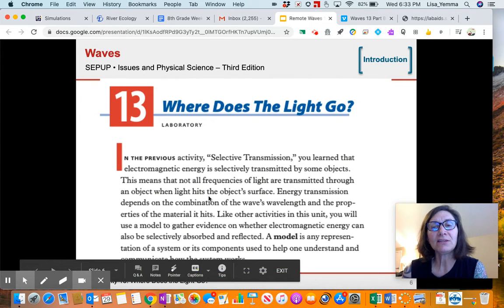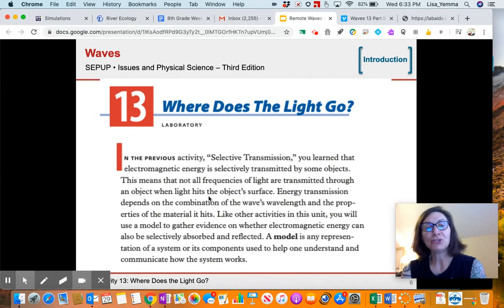Like other activities in this unit, you will use a model to gather evidence on whether electromagnetic energy can also be selectively absorbed and reflected. A model is a representation of a system or its components used to help one understand and communicate how the system works. So now we have selective transmission. Let's look.